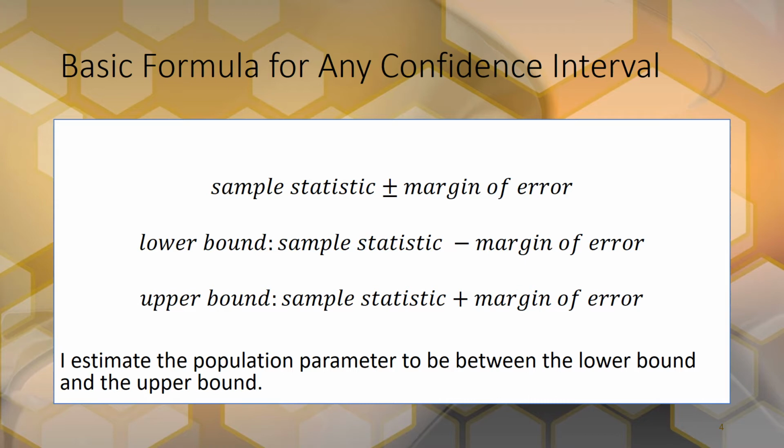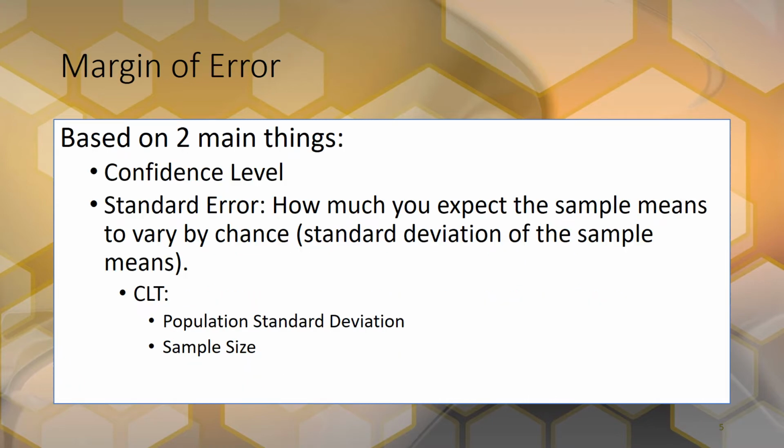So this is a basic formula for any confidence interval, and as we go through this presentation, we will get more specific about how to do it when we're trying to estimate a population mean. So the margin of error is based on two things. One is the confidence level. How confident can you be in this confidence interval? Some you can be more confident in than others, right?